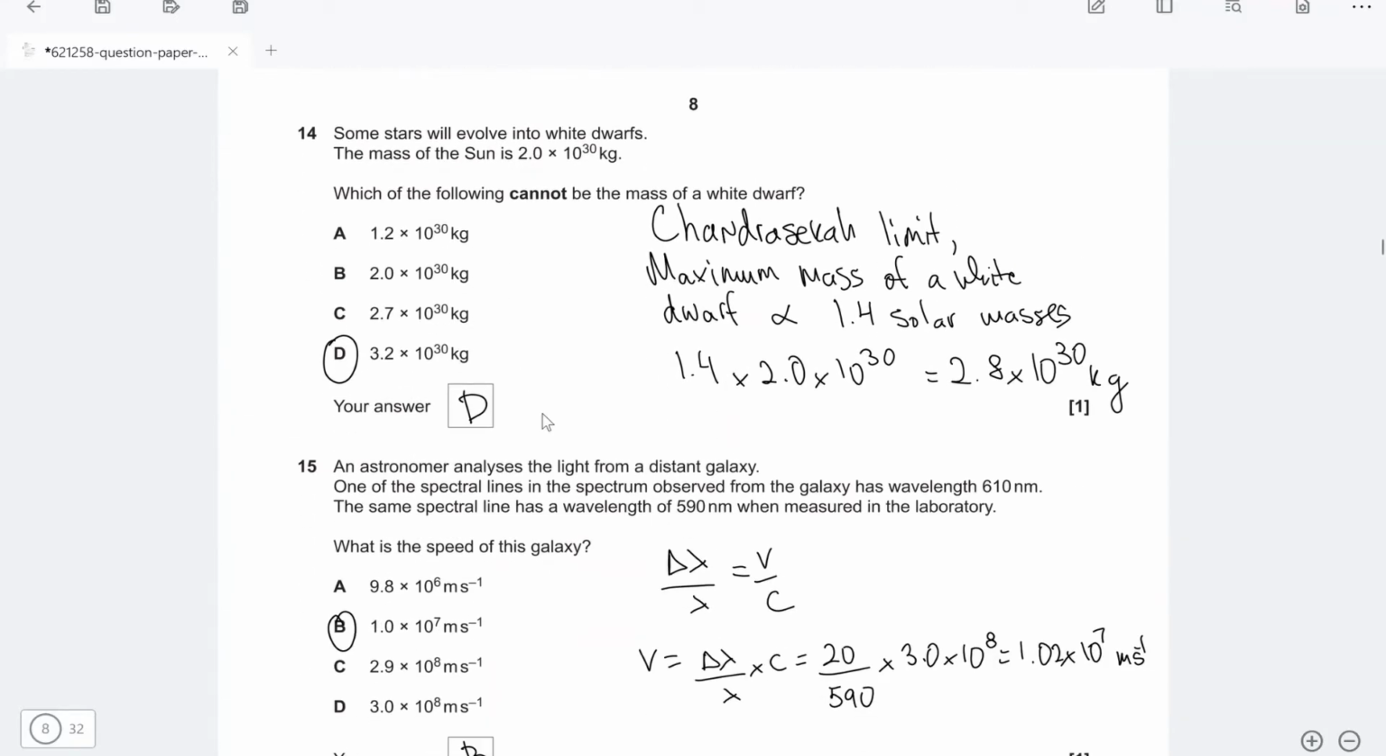Question 14, all about the Chandrasekhar limit. So which of the following cannot be the mass of a white dwarf? Chandrasekhar's limit, which we need to remember for the exam, says that the maximum mass of a white dwarf is approximately 1.4 solar masses. Calculating 1.4 times 2.0 times 10 to the 30 gives us the maximum mass of a white dwarf star, which will be 2.8 times 10 to the power of 30. The only answer above that value is 3.2 times 10 to the 30. Therefore, the correct answer is D.